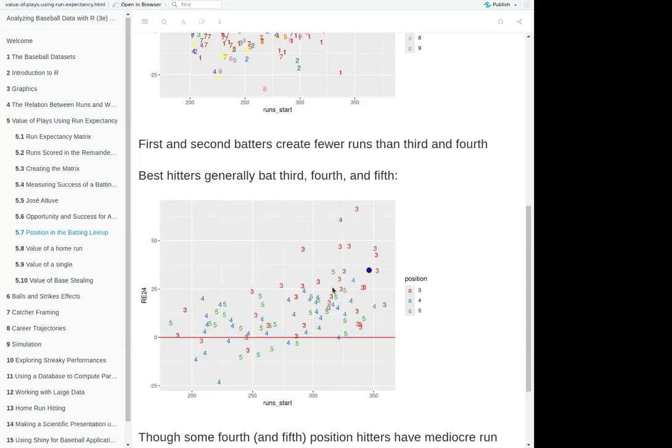And I thought this was really interesting to see, especially these third position hitters really have a more increased run start, but also do really get these higher run expectancies. And even though our fourth and fifth batters are fantastic here, they really don't commonly reach this same run expectancy that the third position batters do.